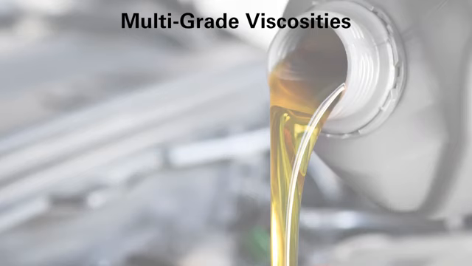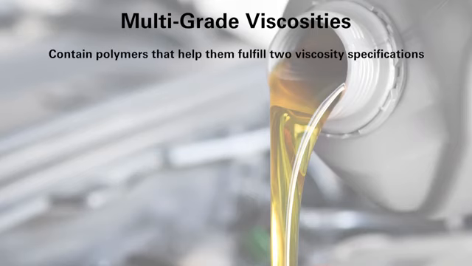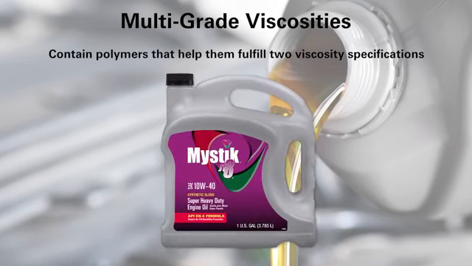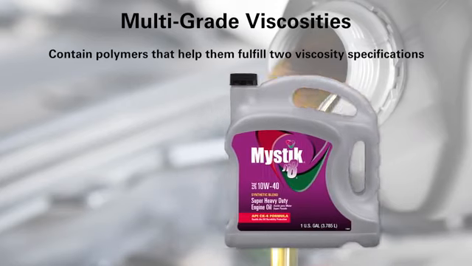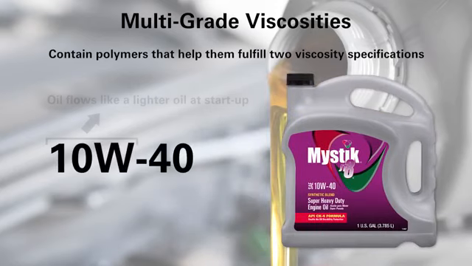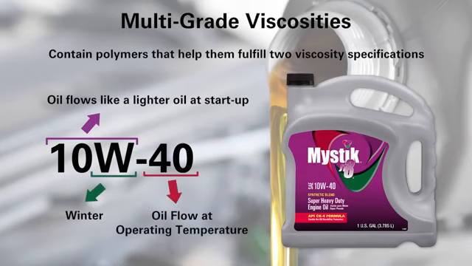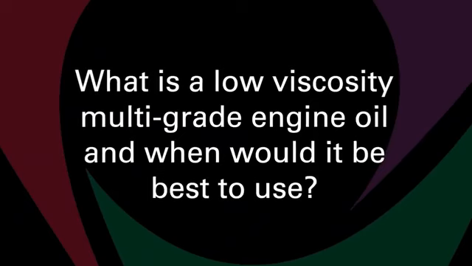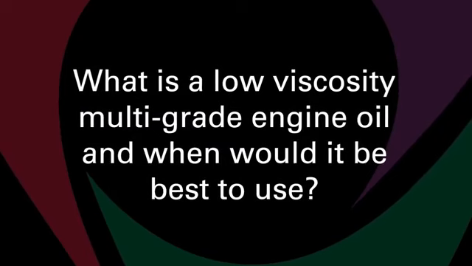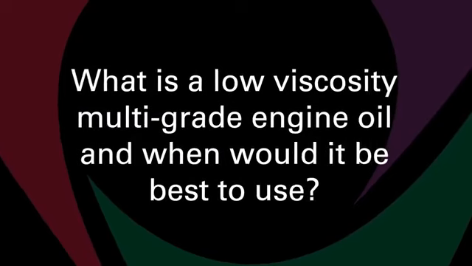Multi-grade viscosities contain polymers that help them fulfill two viscosity specifications. 10W40 is an example of a multigrade viscosity oil since it is designed to flow more easily at startup when the engine is cold. The 10W means that the oil flows like a lighter oil at startup, and the W actually stands for winter. Once the engine is up to operating temperature, a 10W40 oil flows like a heavier SAE40 oil. So what is a low viscosity multigrade engine oil, and when would it be best to use?